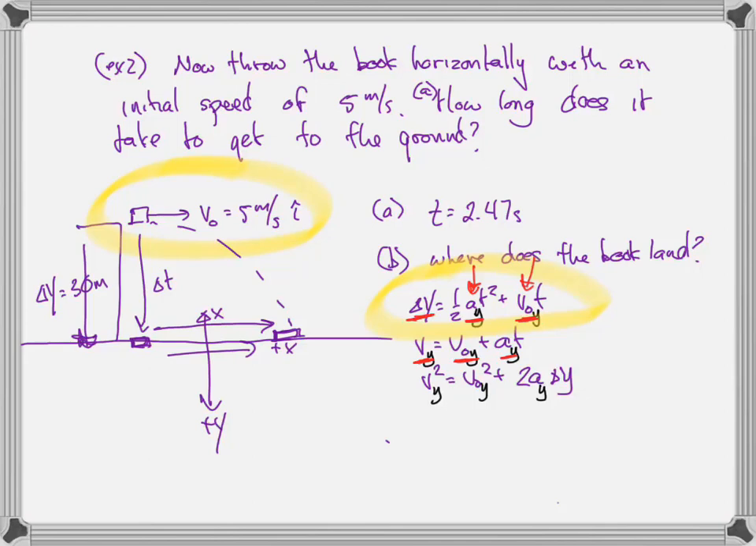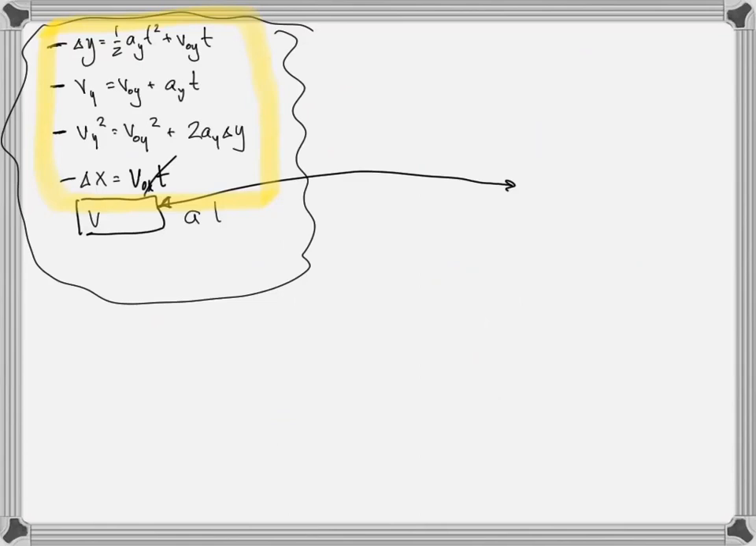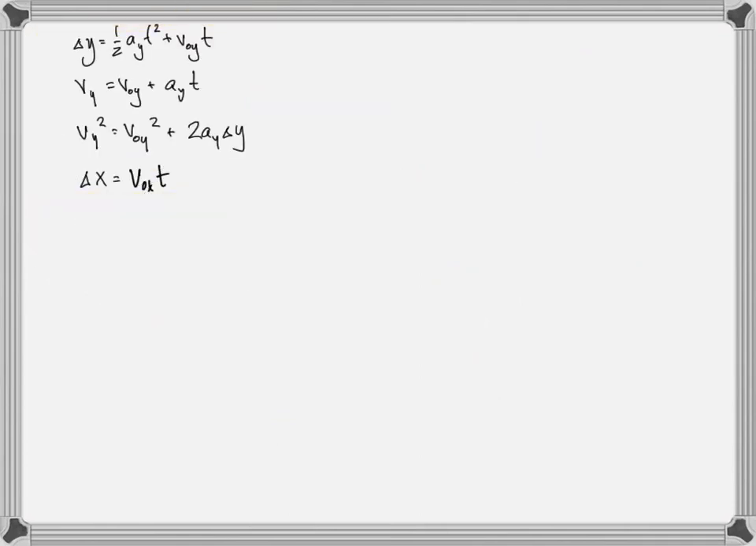Let's go ahead and just pretend we've already drawn our picture. We've already figured out it takes 2.47 seconds to land. The next step is to write down what we know and what we don't know. Delta y equals plus 30 meters, because we defined down as the positive direction. A sub y is equal to plus 9.8 meters per second squared.